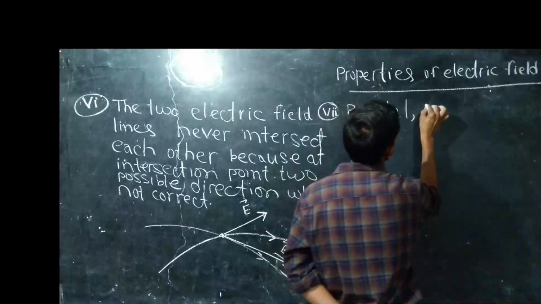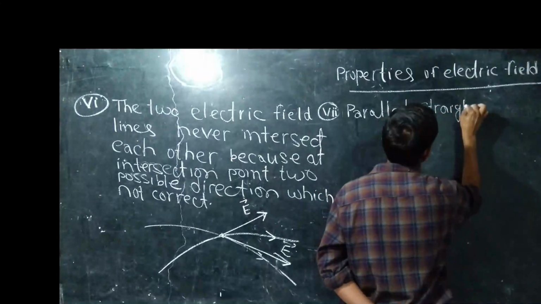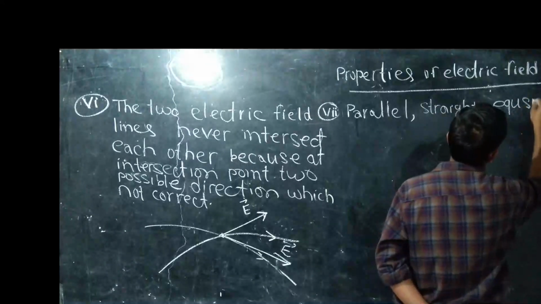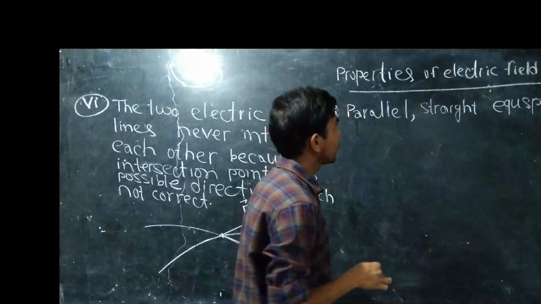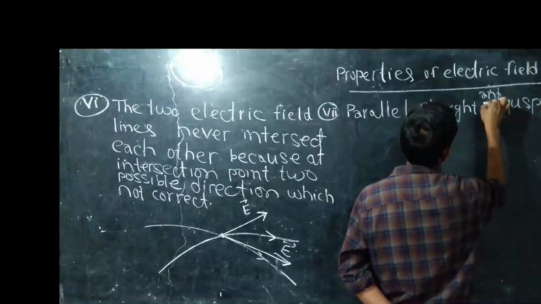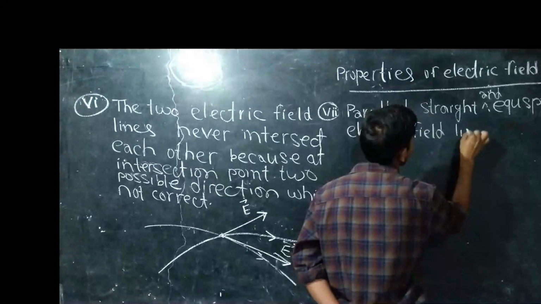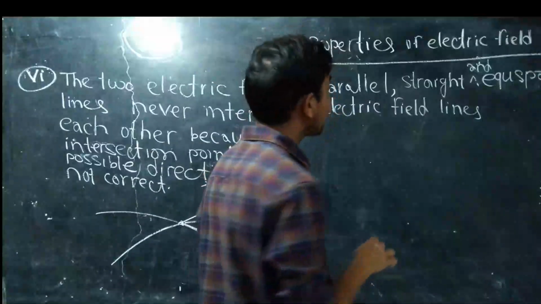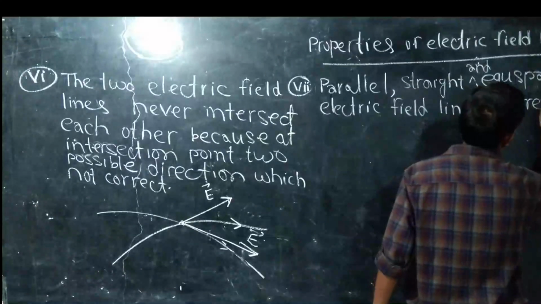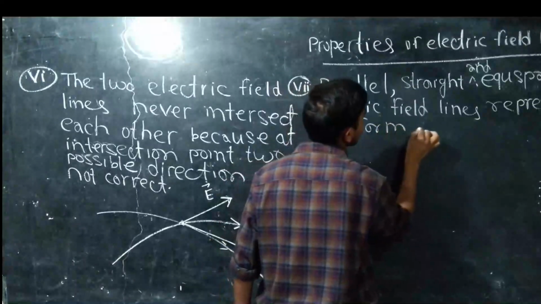Parallel, straight, equispaced, parallel, straight, and equispaced electric field lines represent uniform electric field.